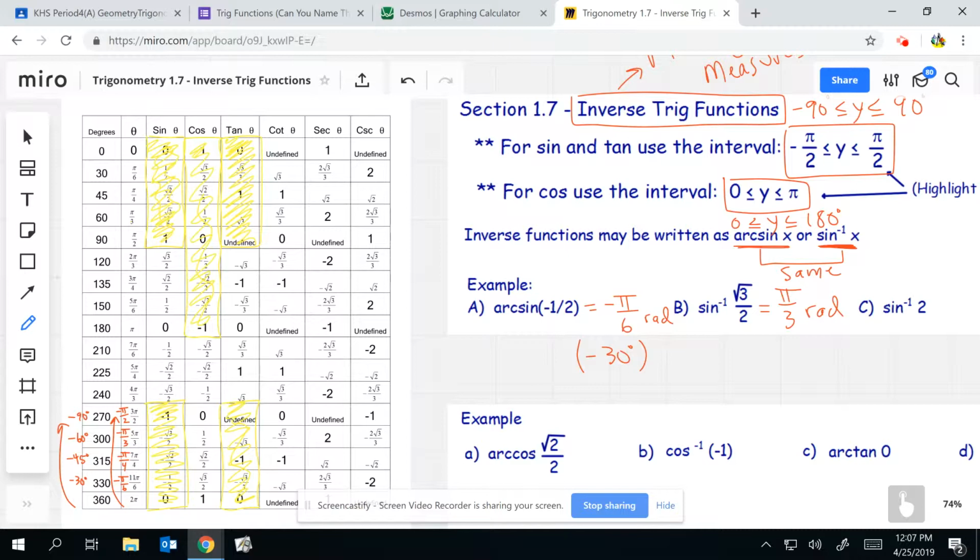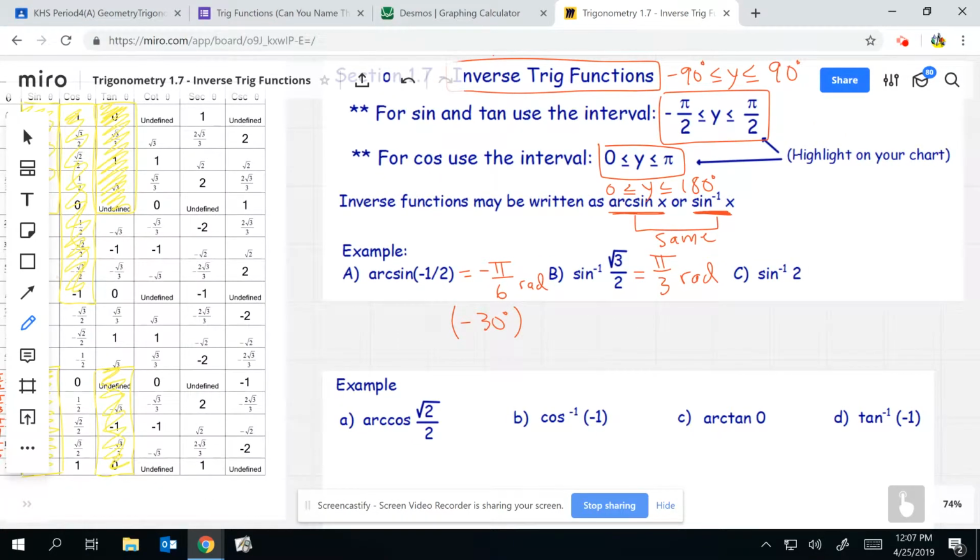Because your hypotenuse is on the bottom, it's going to make a fraction less than or equal to 1. So we got a sine of 2 here. That's going to be just an error, or we could put undefined. There's no value for that.